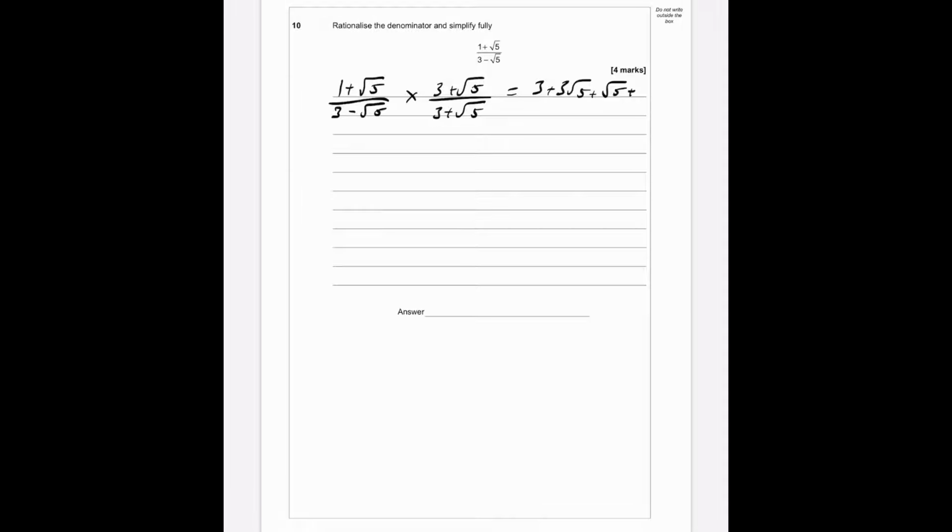Anyway, carrying out double bracket expansions, the top is 3 plus 3 root 5 plus root 5 plus 5, and at the bottom we're going to get 9 subtract 5, the irrational parts will cancel, and that simplifies a little bit to 8 plus 4 root 5 over 4, and then simplifies fully to 2 plus root 5.